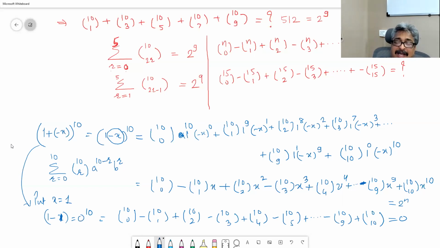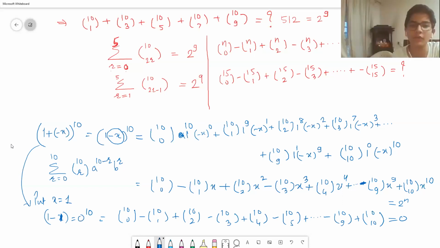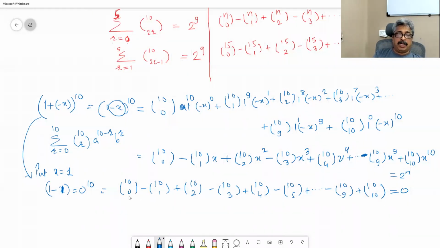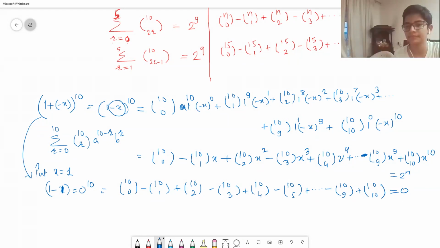Sir, but how will the even summation be 0? I didn't understand that. Even summation is not 0. All of them add up to 0. Plus minus becomes 0. Okay.